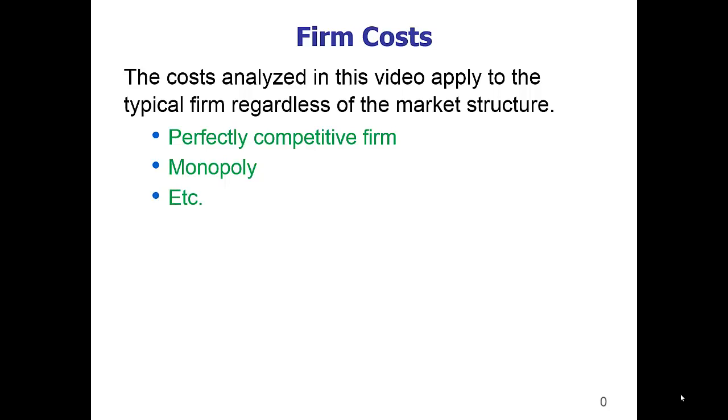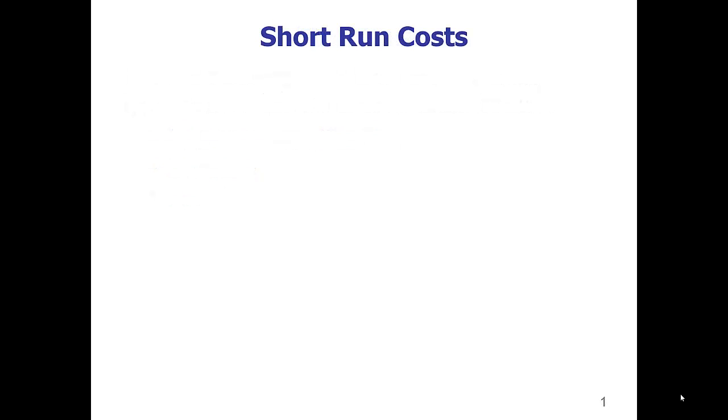In this video, we're going to look at the cost structure of a typical firm. The costs analyzed in this video apply to the typical firm regardless of the underlying market structure. So this will apply to perfectly competitive firms, this will apply to monopolies, and in general can also apply to other firms that participate in, for instance, a monopolistically competitive structure or even a duopoly or an oligopoly. In particular, we're going to focus here on the short-run costs of production.